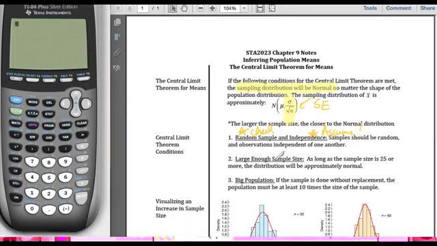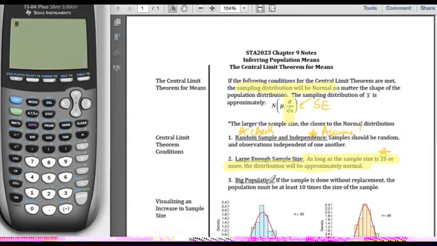The second condition: do we have a large enough sample size? This is where we used to check successes and failures. It's much simpler in chapter 9. As long as the sample size is 25 or more, the distribution will be approximately normal. Some texts say 30 or more. Our textbook happens to say 25. So we're just going to make sure the sample size is 25 or more. We don't have to check successes and failures, so we need to make sure it's a random sample and we have at least 25 people or objects in the sample.